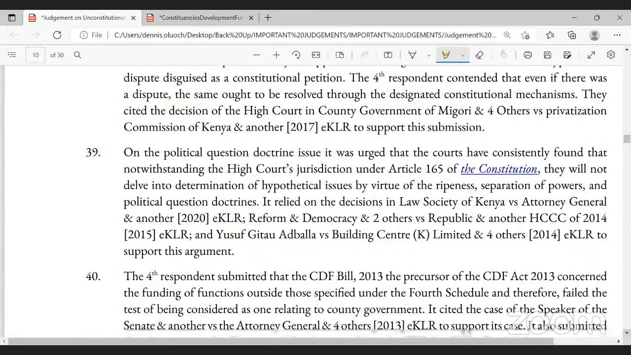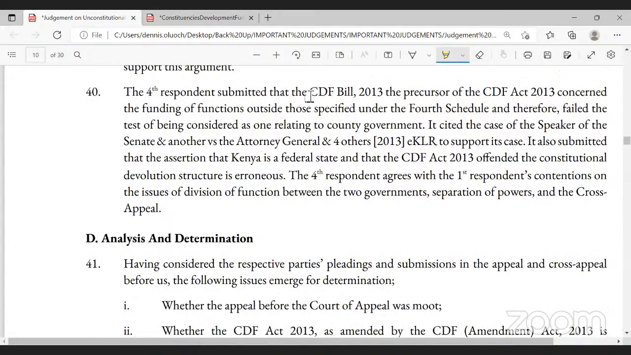And so the fourth respondent submitted that the CDF Bill 2013, the precursor of the CDF Act 2013, concerned the funding of functions outside those specified in the fourth schedule, and therefore failed the test of being considered as one relating to county government. They're trying to say that this fund is not related to county government, and they're trying to explain that this is outside the issues raised.